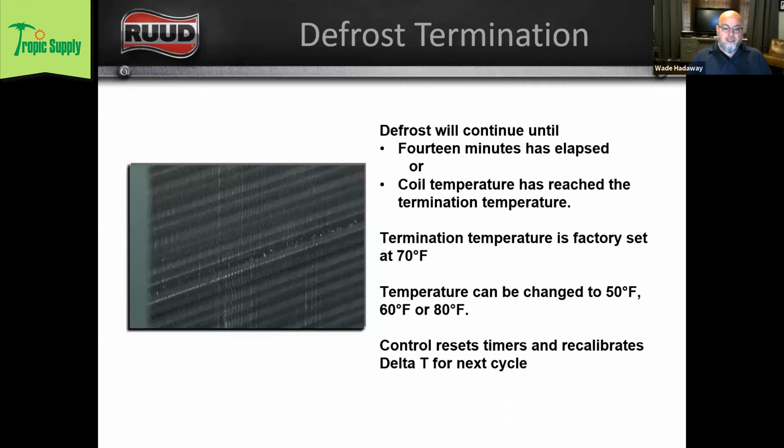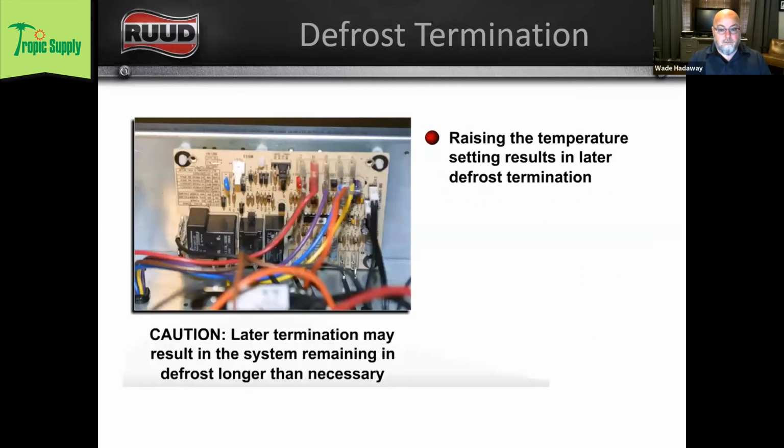Now, you can change that temp to 50, 60, or 80. I don't necessarily recommend doing that. I would leave it at 70, and I'll talk a little bit about why in just a minute. So after a run cycle, the control resets the timers. It recalibrates that delta T, or that temperature differential that it's looking for, and then it prepares for the next defrost cycle.